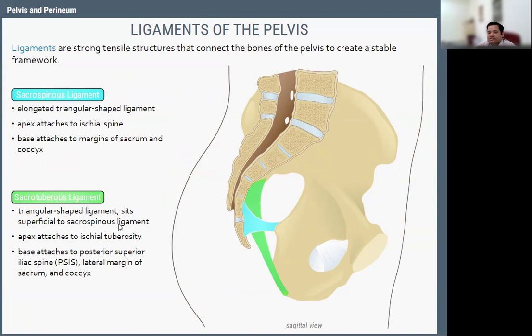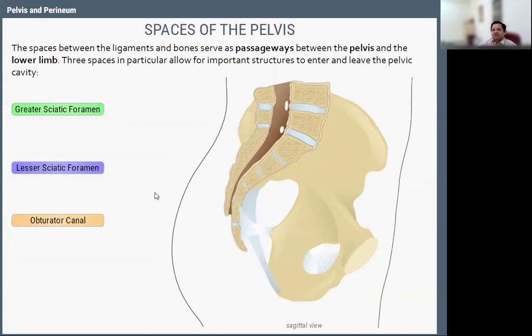So it's the superficial sacrotuberous ligament, attached to the ischial tuberosity and PSIS, the lateral margin of sacrum and coccyx. Together with the sacrospinous ligament, these are two ligaments present in the pelvis region. Next, there are some spaces, some openings. These spaces between ligaments and bones serve as the passage between the pelvis and lower limb.